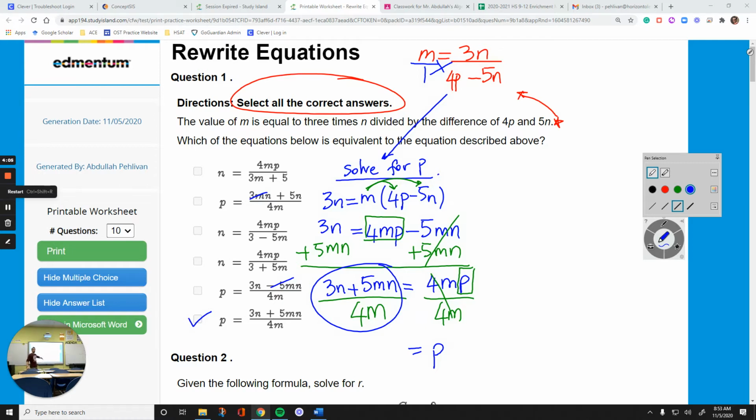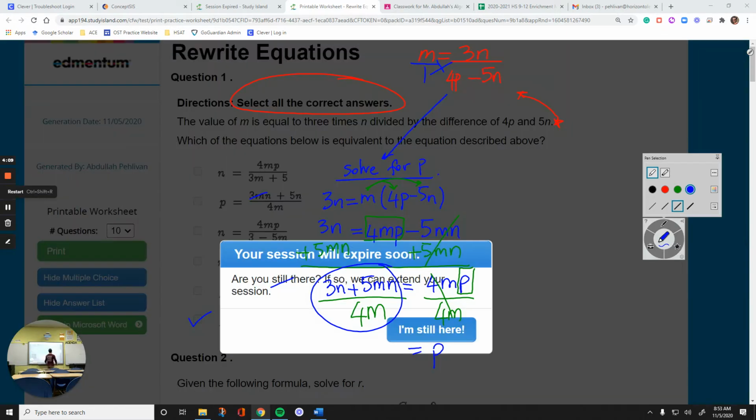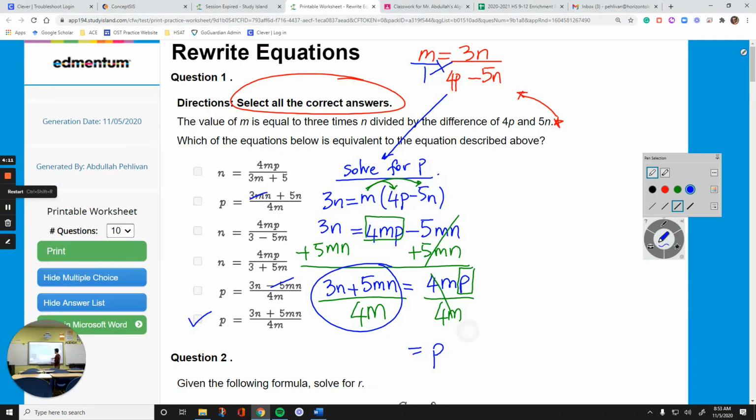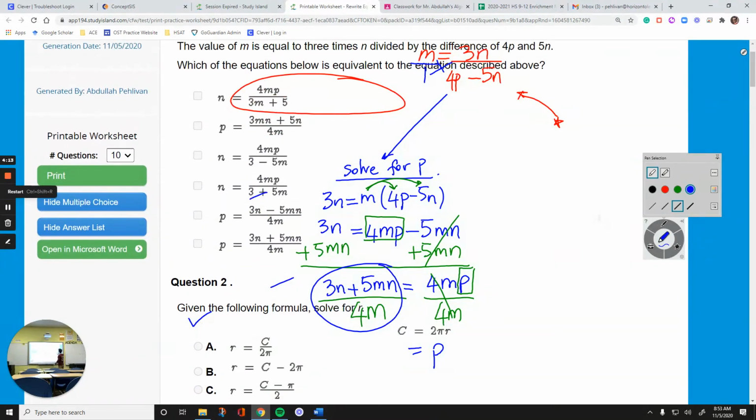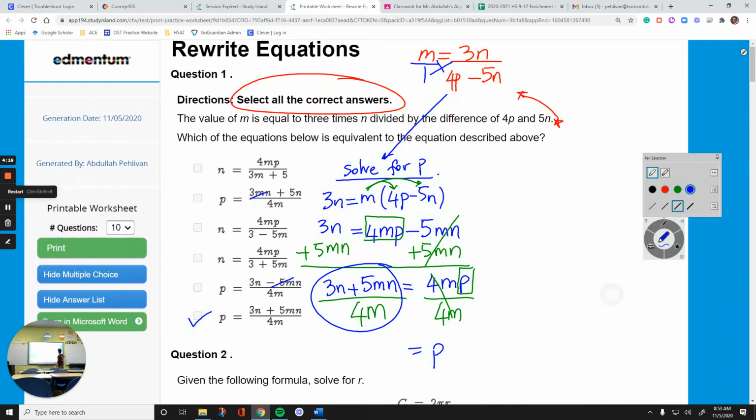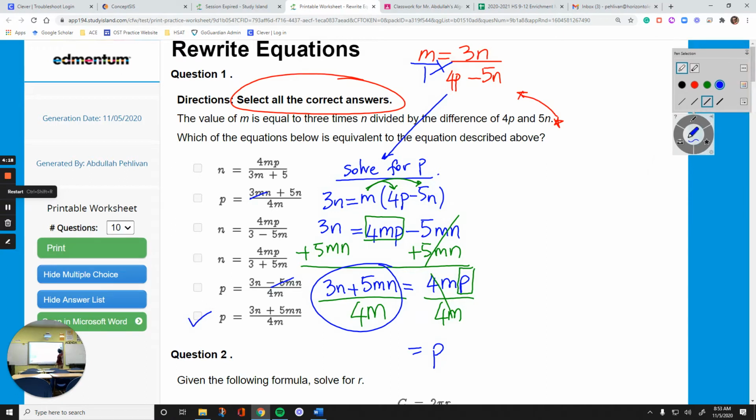There's one question done right now. And then we can solve this for the other variable. Let me just put this up. And solve this for the other variable, which is n. You see that n is all by itself in all of these 3 answers. So I'm going to solve it for n. Get the n by itself.